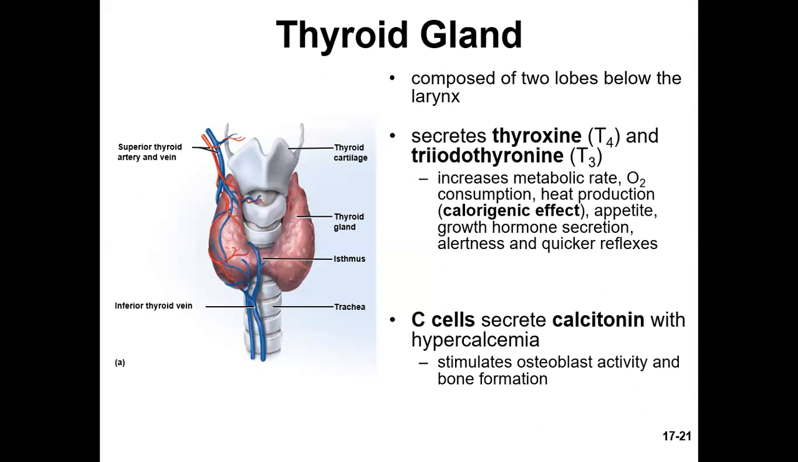Remember, we learned also then within the skeletal section a little bit about the C cells, which secrete calcitonin, and they're concerned with hypercalcemia, meaning too much calcium in the blood. So what happens when we have a blood level of calcium that's too high? We have osteoblasts or bone building cells to help lay down bone.